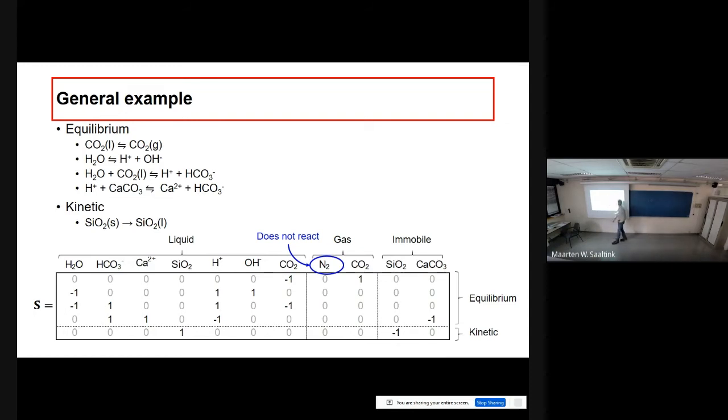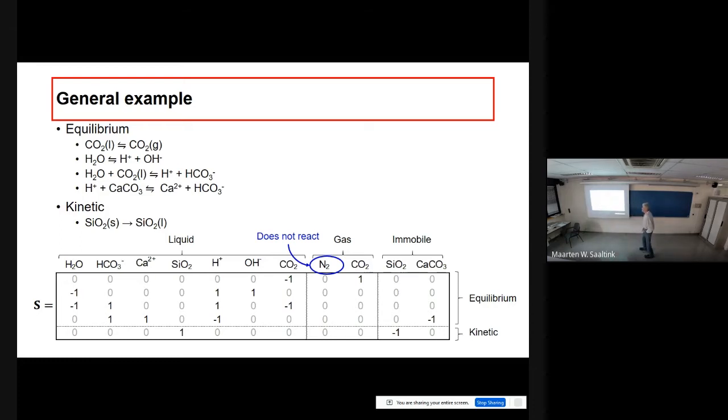Typical small chemical reactions. So I got CO2, which can be in the liquid and gas phase, dissociation of water, and I have the carbonate chemistry. I also have calcium. And maybe I also have kinetic reactions. So these are all equilibrium, fast. This is slow. So I have some kinetic rate law that says how much silicate is dissolved.